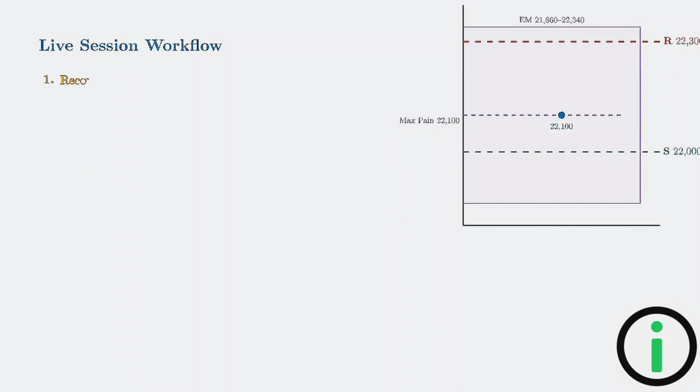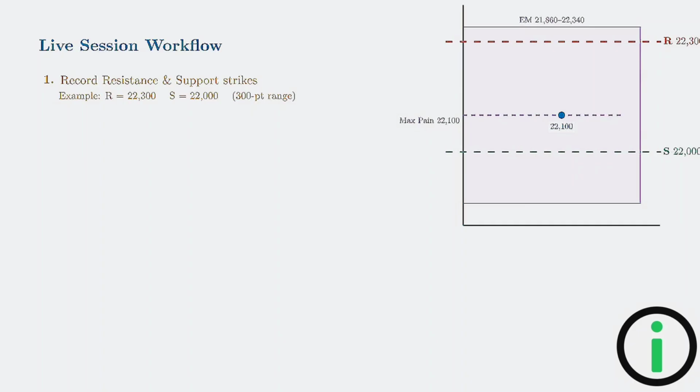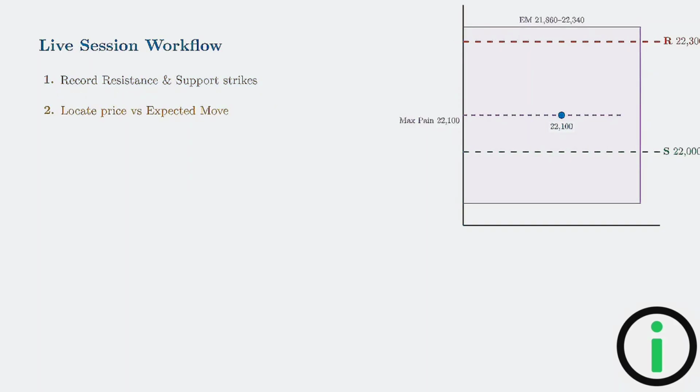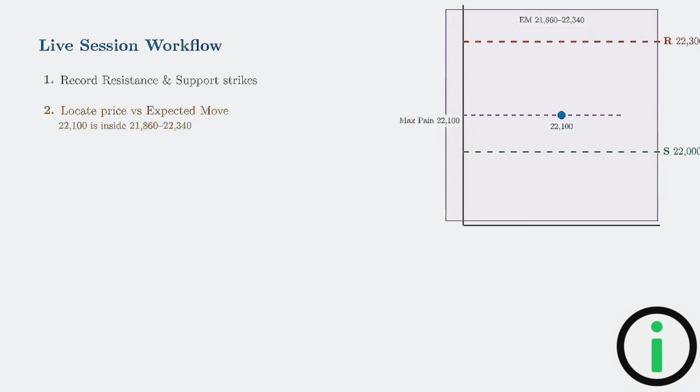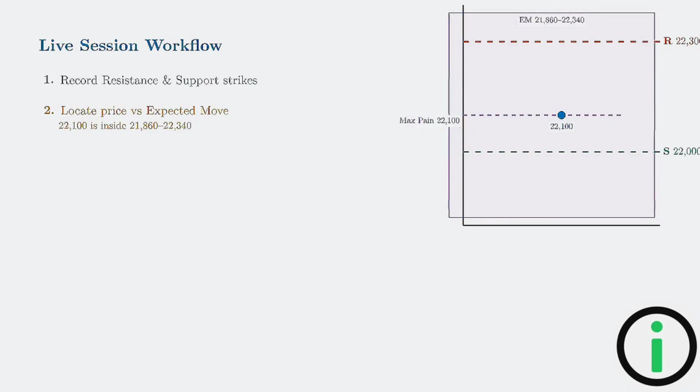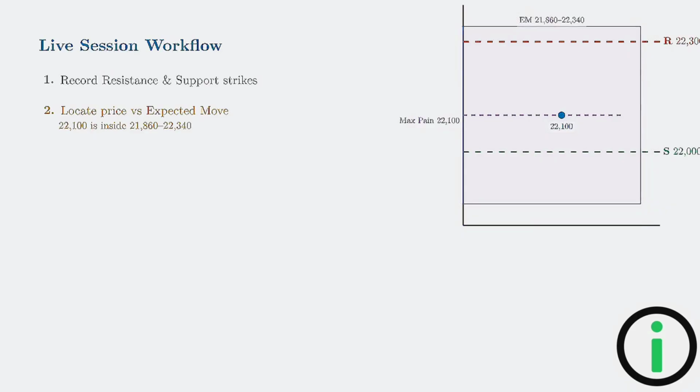Step 1. At the start of the session, record the resistance strike and support strike. In our example, write down 22,300 and 22,000, creating the initial 300-point range. Step 2. Locate current price relative to expected move. Price at 22,100 is inside the band from 21,860 to 22,340, so volatility is not yet outside the options priced boundary.